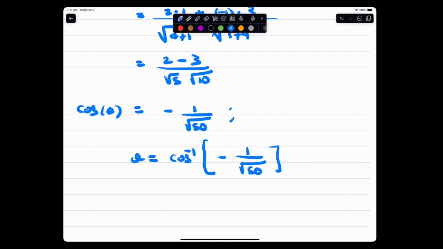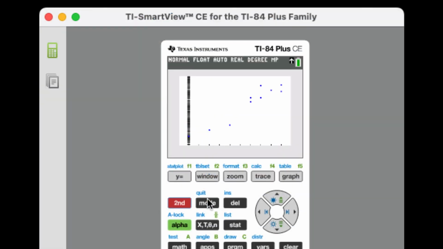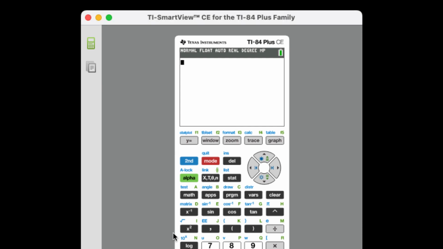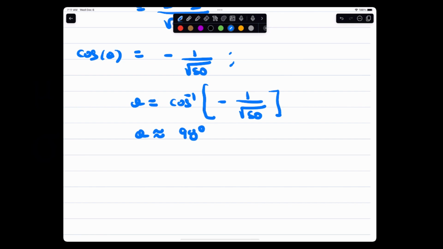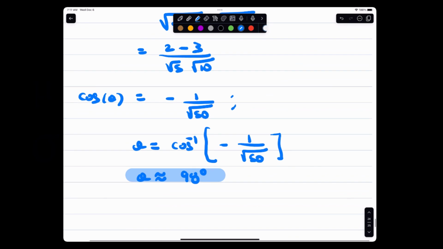So when you go through this process, you're going to need to use your TI now. You get out your calculator. And let's see what we get here. Okay, let's double check. What's our mode? Degrees. Okay. Let's see if we can scroll out so you guys can see this. Second inverse cosine -1 divided by the square root of 50. And what do you guys get? Let's go to the nearest degree. This is going to be what? This is 98 degrees. Is that right? It's 98 degrees.